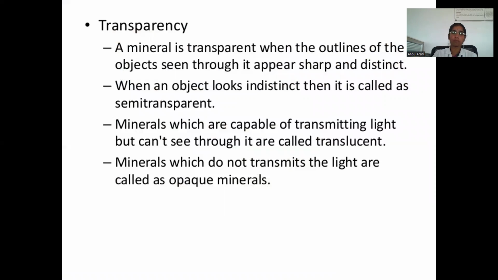And next, transparency. A mineral is transparent when the outlines of the objects seen through it appear sharp and distinct. That is called transparency. When an object looks indistinct, it is called semi-transparent. Minerals which are capable of transmitting light but can't be seen through are called translucent. Minerals which do not transmit light are called opaque minerals.